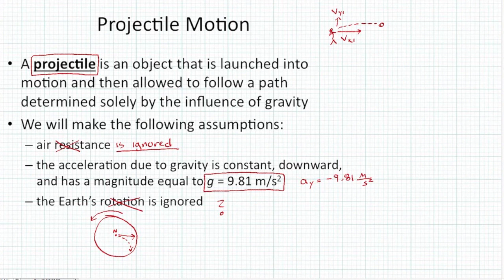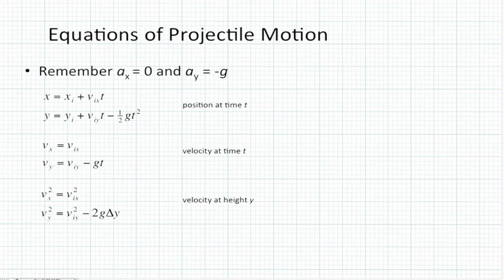Let's take this and find some equations for it. The equations we have for projectile motion are the very same equations that we used for one-dimensional kinematics. Remember, an object moving in a straight line, whether it's in the y direction or x direction or otherwise. But because we have a few assumptions, these equations are going to change a little bit.